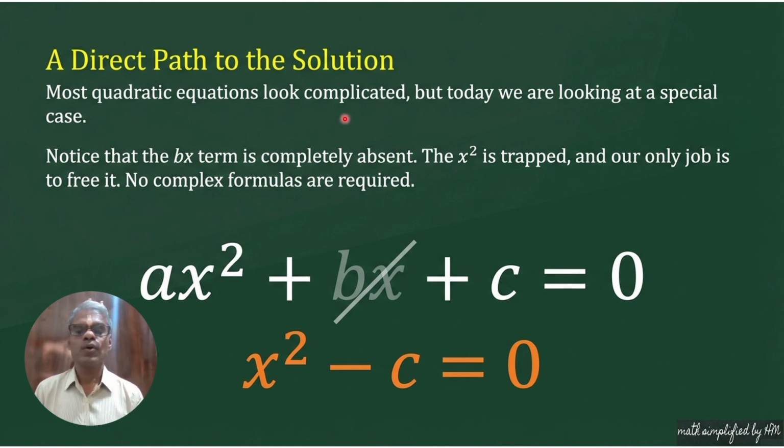Most quadratic equations look complicated, but today we are looking at a special case. Notice that the bx term is completely absent. The x square is trapped and our only job is to free it. No complex formulas are required. x square plus bx plus c is equal to 0 is the standard form of the equation, and we are seeing the case where this bx term is totally absent. That means an equation like x square minus c is equal to 0.